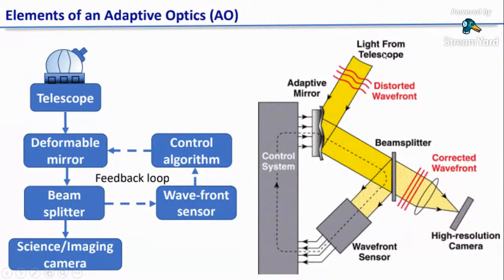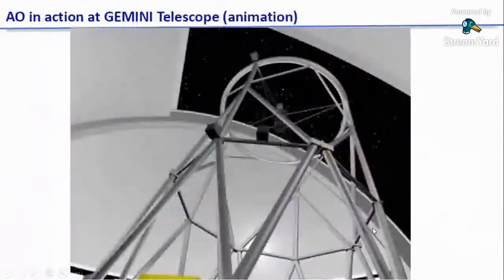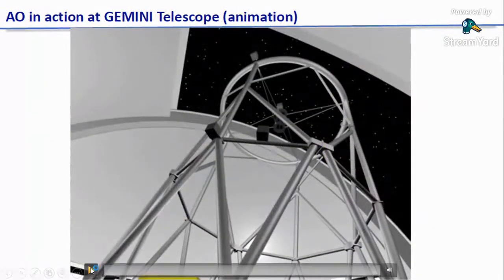And this is the feedback loop. So suppose this is the light from the telescope. This deformable mirror changes its shape in the direction opposite to the distortion, and then we get the proper image. It will be more clear from this animation video. Let me play it.